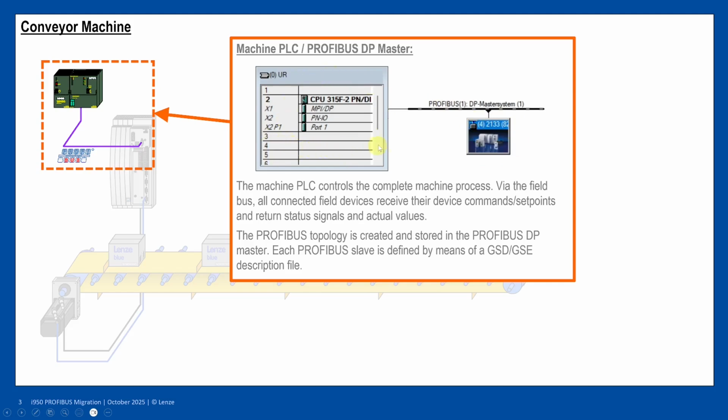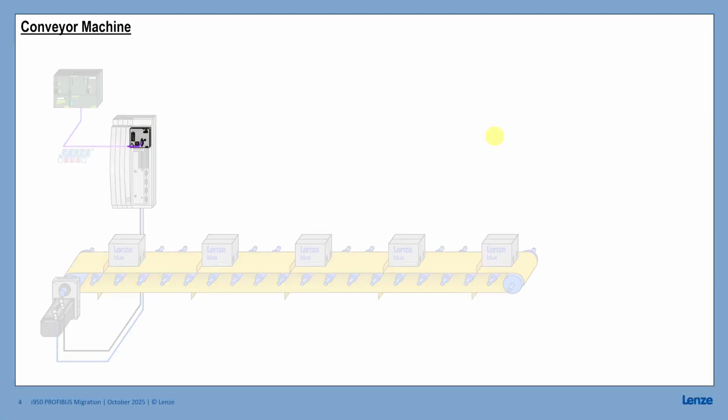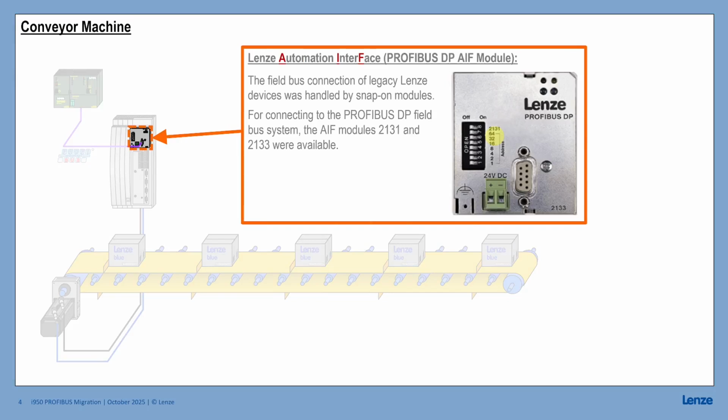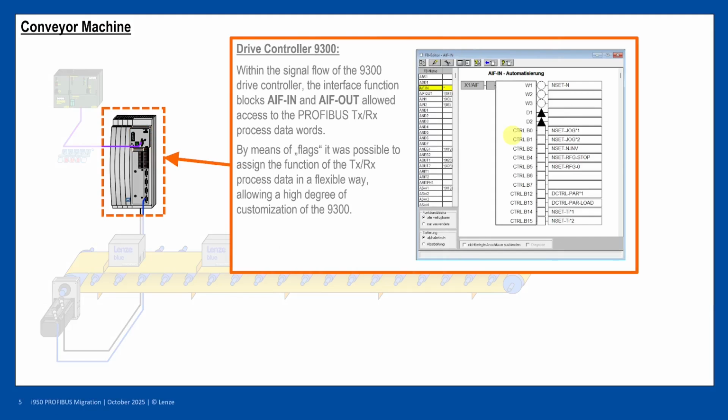The properties of each Profibus slave device are defined in the so-called GSD description file, which is imported to the Step 7 software tool. The Profibus link on Lenze's 9300 drive controller is realized by the EMF 2133 field bus module snapped on the automation interface. Within the 9300 drive controller, the interface to field bus signals was represented by the AIF function blocks. By means of flag connectors, the meaning of each control and status bit could freely be assigned by the programmer.